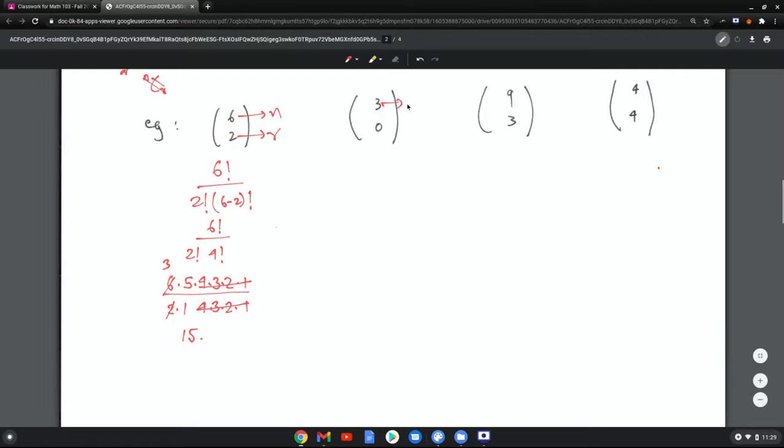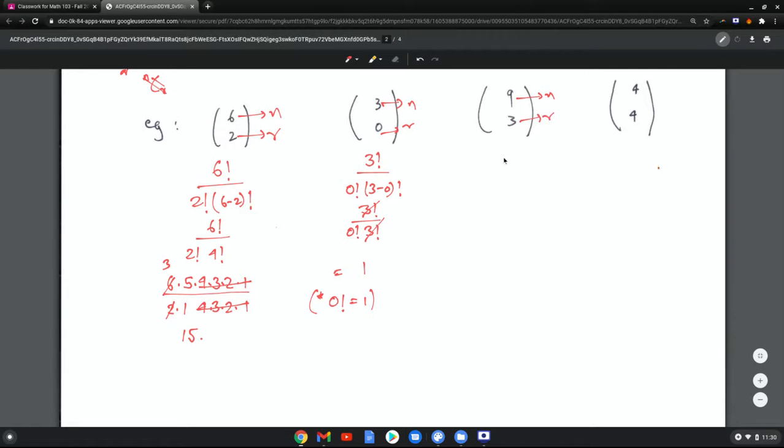Next one, this is n, this is r. So this is 3 factorial over 0 factorial times (3 minus 0) factorial, which is 3 factorial over 0 factorial times 3 factorial. This cancels out completely, and this is 1. Why? Because we defined 0 factorial to be 1. There are some reasons why this is necessary, but mostly it's in order to make things consistent. So we define 0 factorial to be 1.